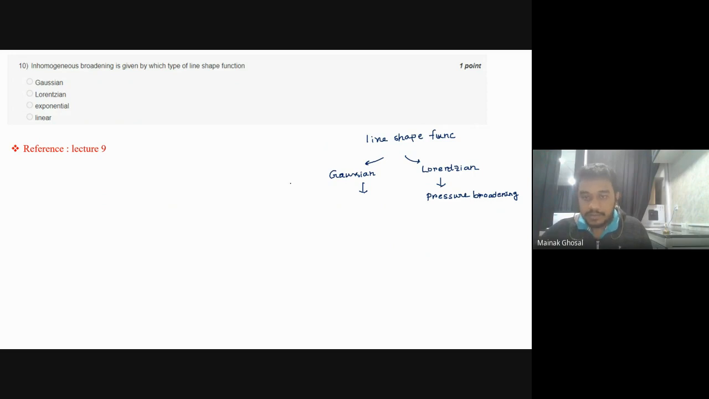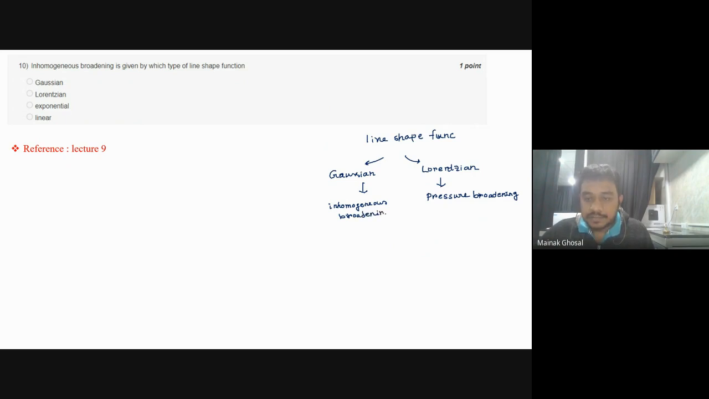So this broadening will be inhomogeneous broadening. This is the kind of effect that is responsible here, the Doppler effect.